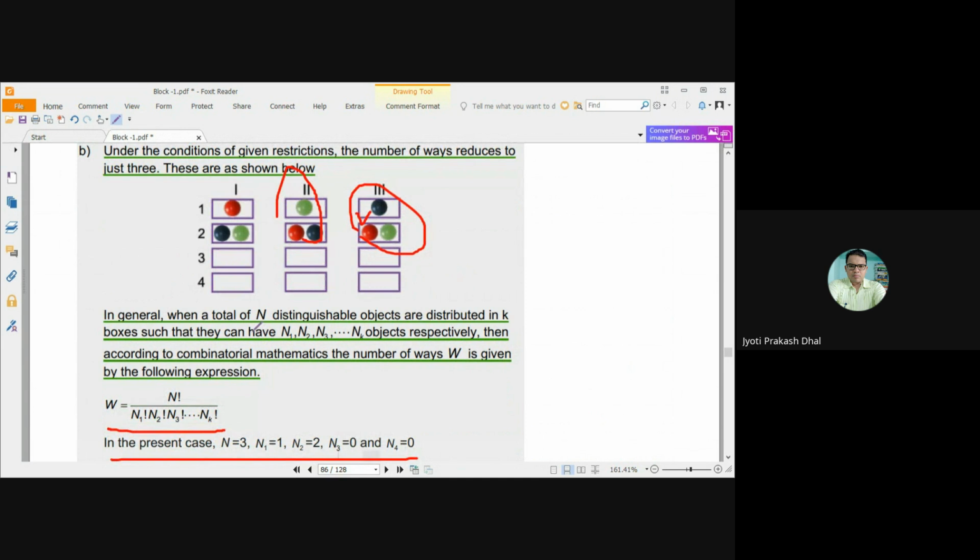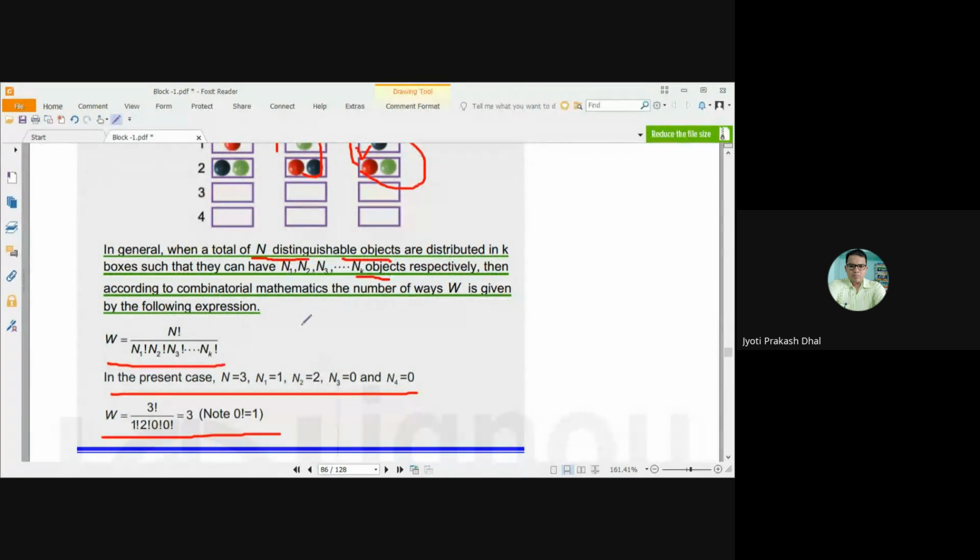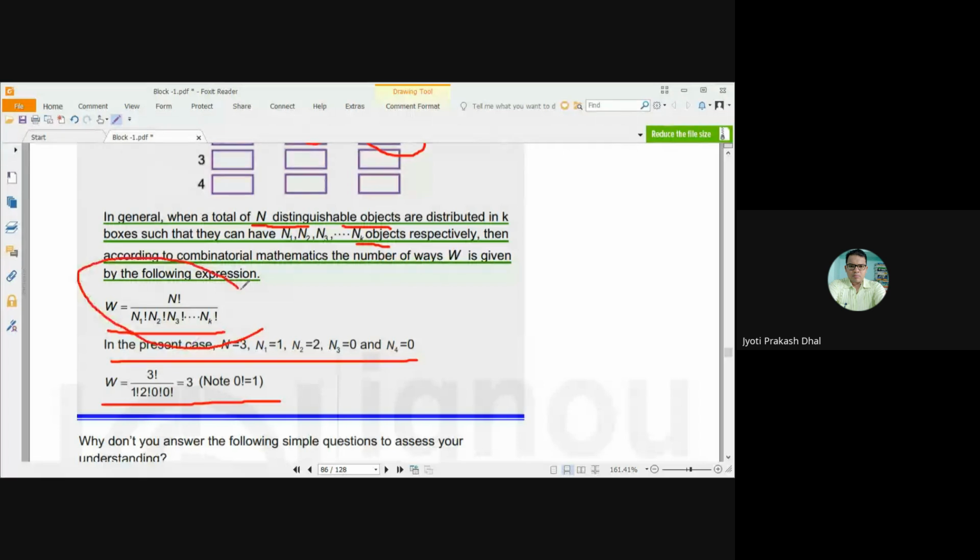So in general, when a total of n distinguishable objects are distributed in k boxes such that n1, n2, n3 and so on up to nk objects are there, then according to the combination of mathematics, the number of ways W is given by the following expression: W equals n factorial divided by n1 factorial into n2 factorial into n3 factorial and so on up to nk factorial.